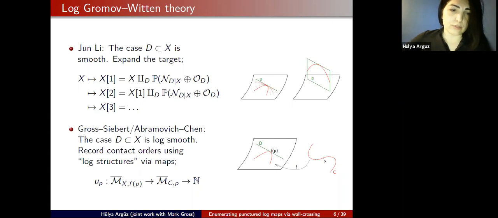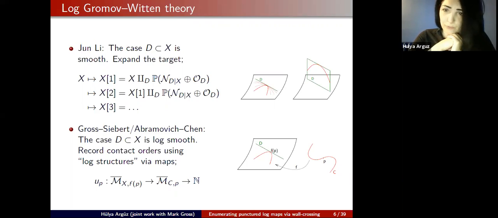And the solution proposed by Abramovich-Chen-Gross-Siebert, in a more general setup where you can consider not smooth but log-smooth divisors, which are typically divisors with singularities (for instance, you can have normal crossing singularities), is based on not modifying the target, but looking at maps where you do everything with some sheaves of monoids, with particular sheaves called log structures, and to encode all the data you need in terms of these sheaves of monoids.